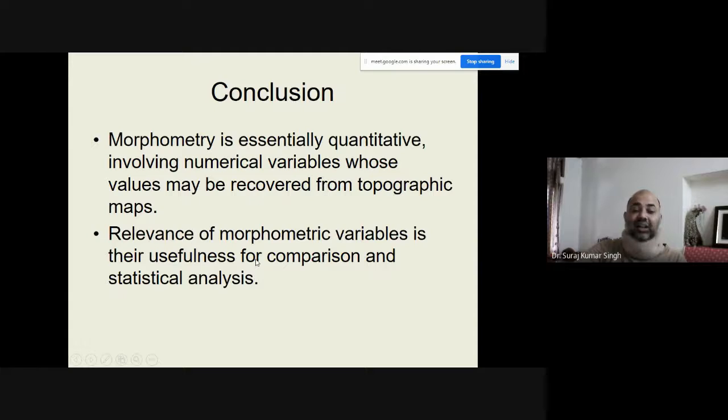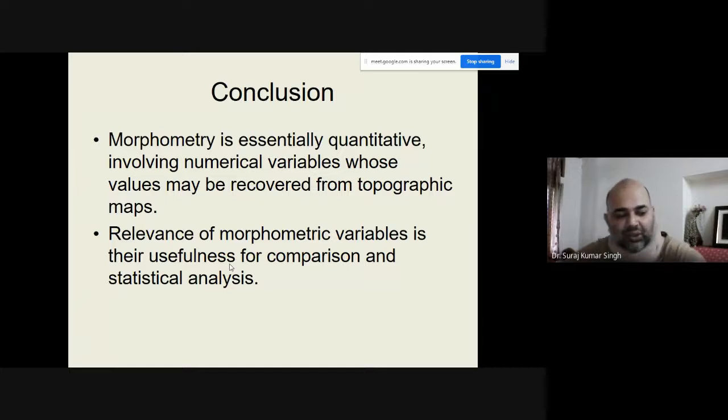And at last, we can conclude on the basis of all these linear, areal, and relief parameters that morphometry is essentially quantitative, involving numerical variables whose values may be recovered from topographical maps. That's why whenever you are going for drainage morphometric analysis, you have to take a satellite image, topographical sheets, the various digital elevation models, and Survey of India maps of different scales for the entire mathematical calculation, because whenever it comes to runoff, whenever it comes to water, that is a unit that comprises area and volume, and the relevance of morphometric variables is therefore useful for comparison and statistical analysis.